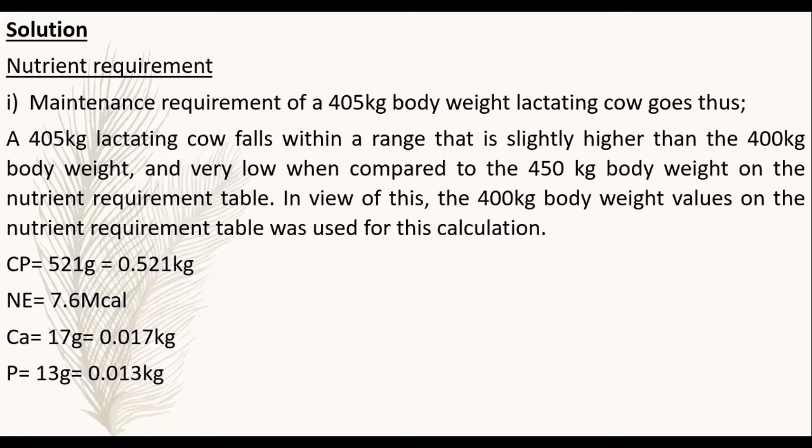Also, which lactation is it, the first lactation, the second, or the third? Now they said lactating cow in the first lactation, so they will still need more nutrients. So we need to write this out. The maintenance requirement of a 405 kg lactating cow goes thus. A 405 kg lactating cow falls within a range that is slightly higher than the 400 kg body weight.